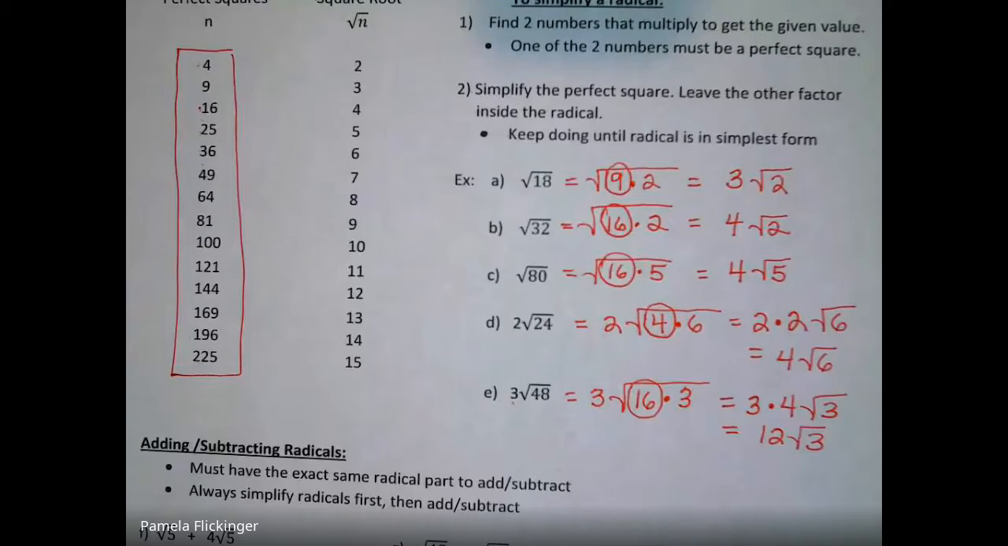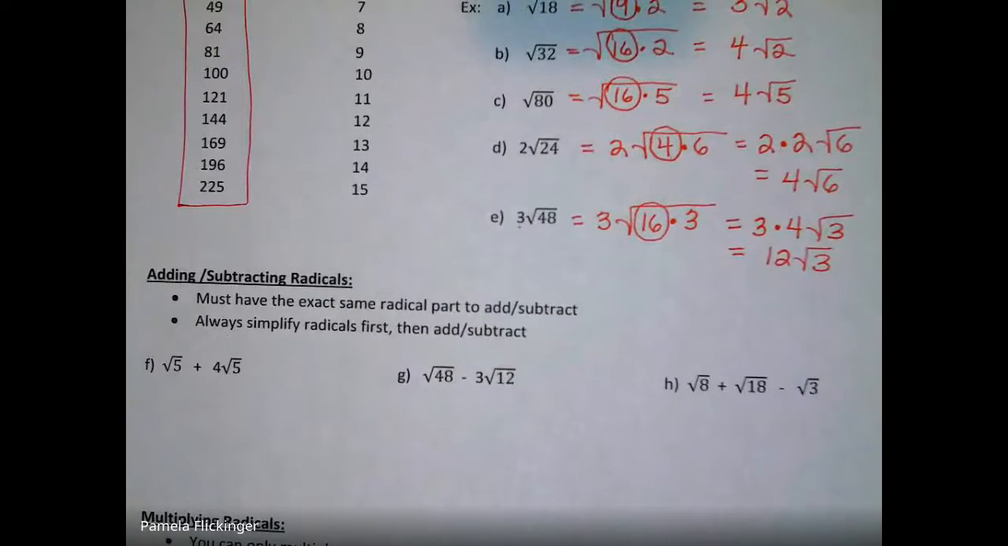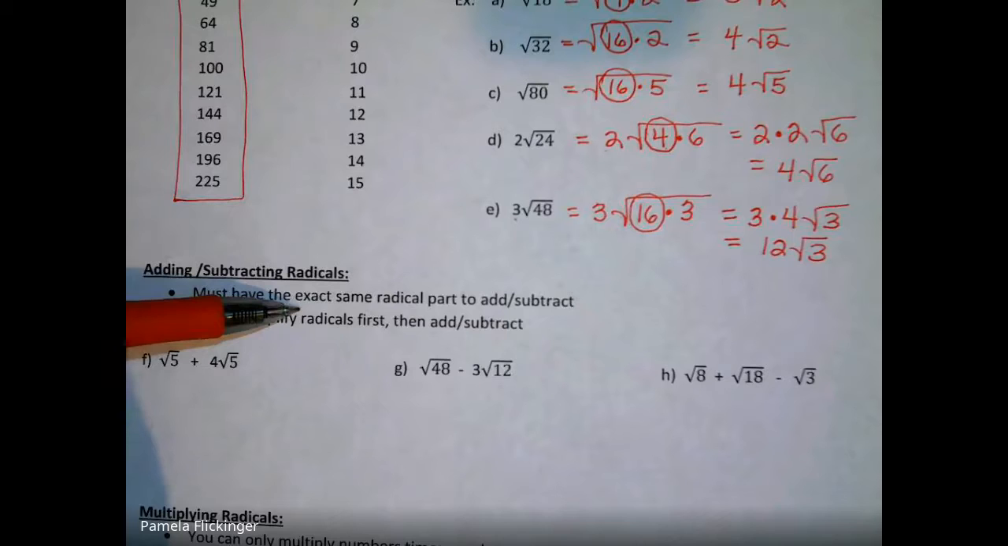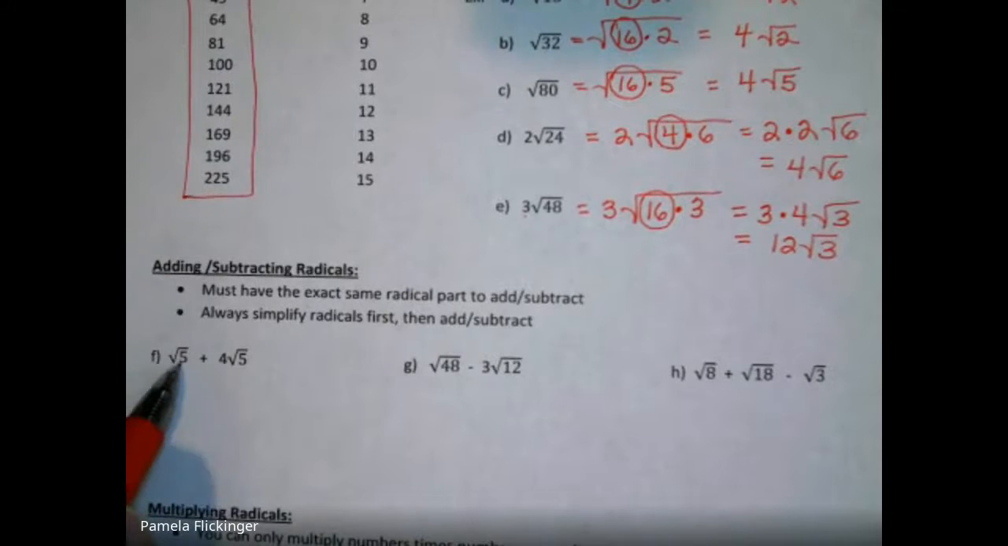Now, to add or subtract. We won't be doing too much of this, but I didn't want to skip it. To add and subtract radicals, they must have the exact same radical part. Just like with variables, you can't add an x to a y, you can only add an x to an x. So you can't add a square root of 5 to a square root of 3. We can, though, add a square root of 5 to another square root of 5 part.